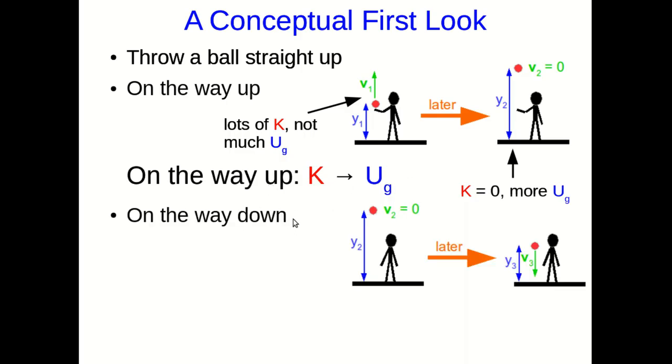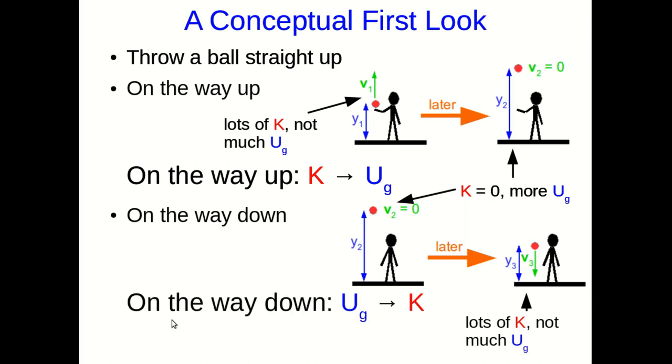Now on the way down, that process reverses. Here we are at maximum height again, and so still kinetic energy is 0, and it's got lots of gravitational potential energy. And as it falls downward, it speeds up, so eventually it has lots of kinetic energy, but it's now lower down and it has not much gravitational potential energy. And so on the way down, its gravitational potential energy got transformed into kinetic energy.